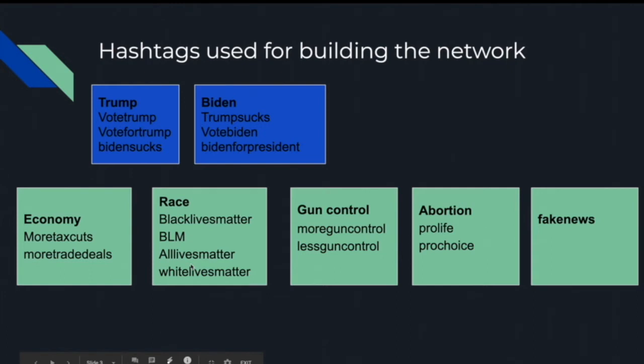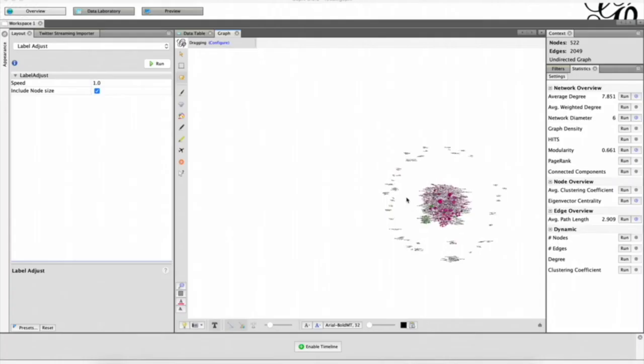So these are the hashtags that we used for our analysis. In the top corner here we have the hashtags that are in favor of Trump or in favor of Biden, and then down here we have hashtags that describe certain political topics, and they also always have a value with them. So either somebody's for more taxes or more trade deals or more gun control or less gun control, and we're going to build our hashtag network around these hashtags. You can see our results.